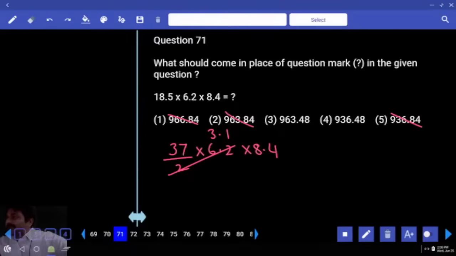Now let's come back to the original numbers. What is our first number? 37, odd number. Next number, 31, odd number. Next number, 84. Is it an 8 multiple? When you don't have an 8 multiple, can your answer be an 8 multiple? Fourth eliminated, third final. Clear?